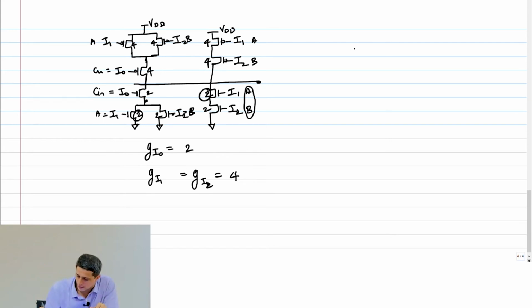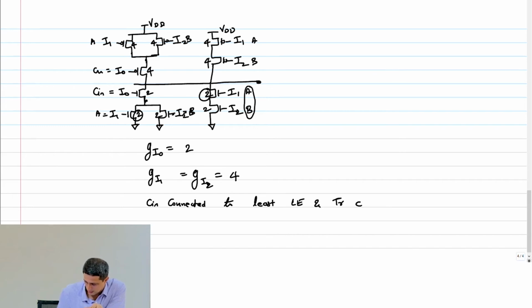Okay, so maybe that's not the right place to write it. Cin connected to least logical effort and transistor closest to output.